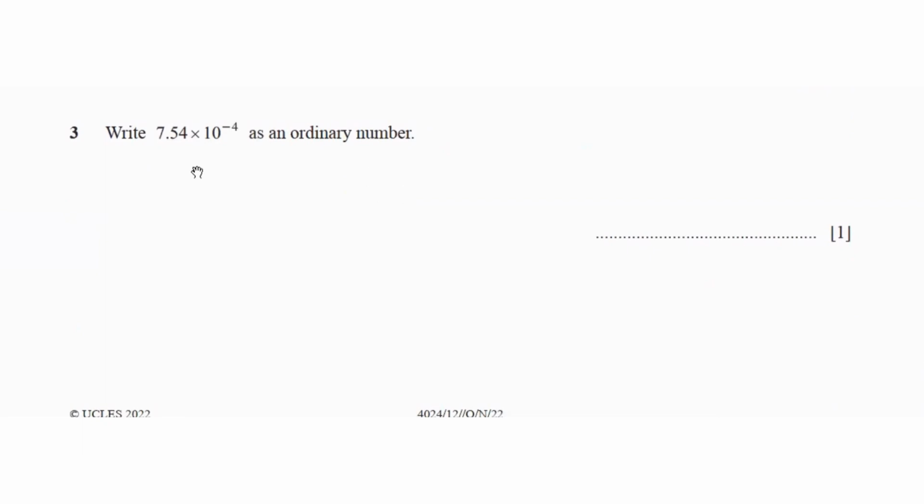Write 7.54 times 10 to the power of -4 as an ordinary number. So 7.54 times 10 to the power of -4 means we're going to move the decimal 4 places to the left. 1, 2, 3, 4, which means we'll have 0.000754. This is the ordinary number.